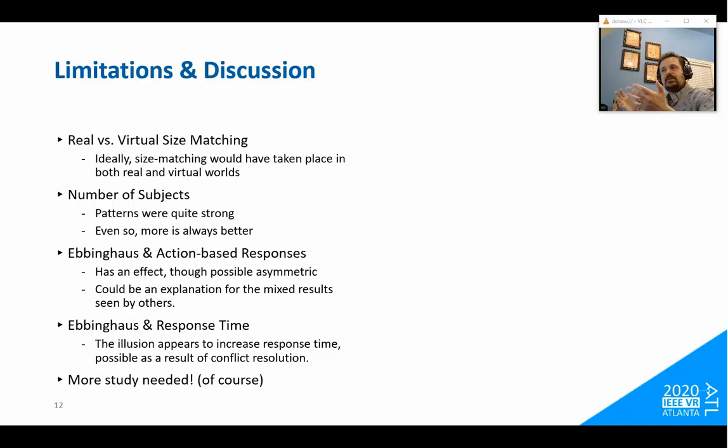But one of the cool things is we definitely see here that there is an effect of the illusion on action-based tasks, but also a lack of one in some cases. So this could be a possible explanation for some of the mixed results people have seen in the past. It could be that the stimulus configuration being used is a determining factor.